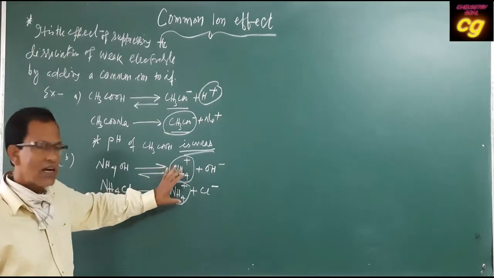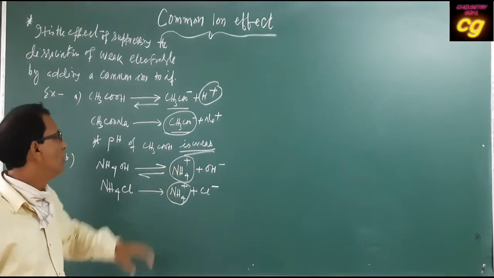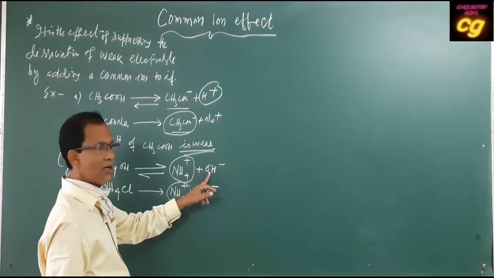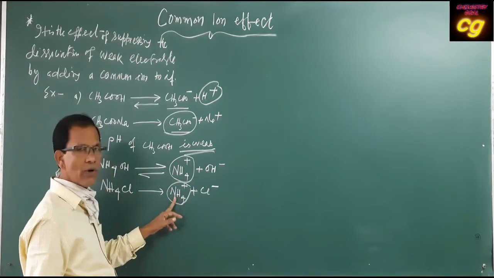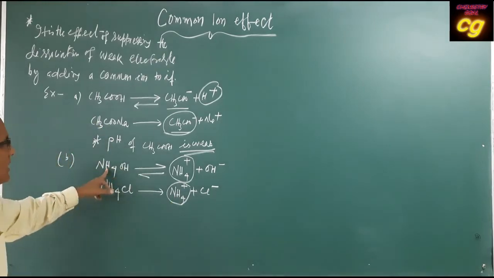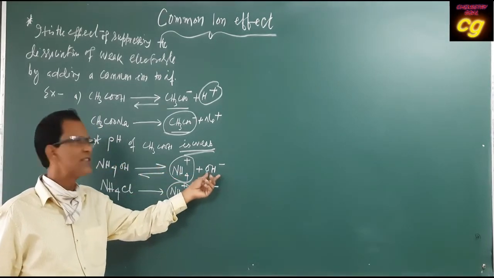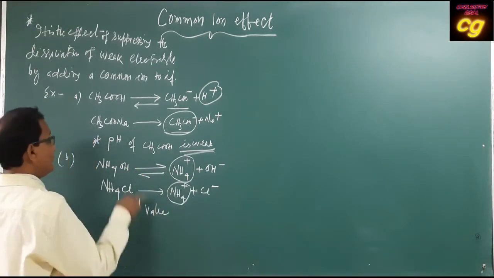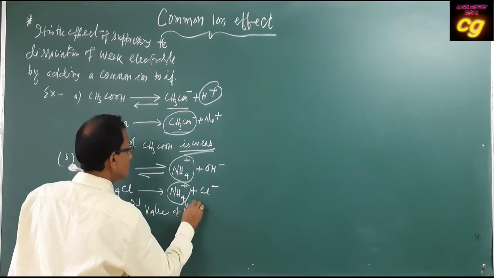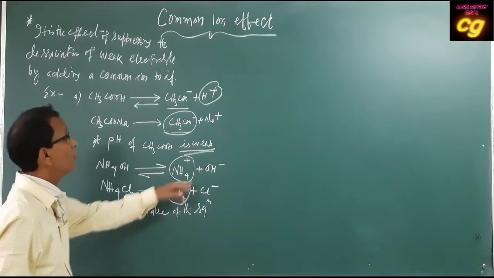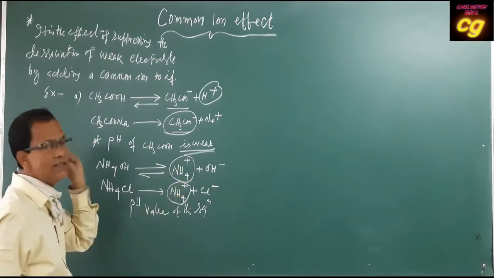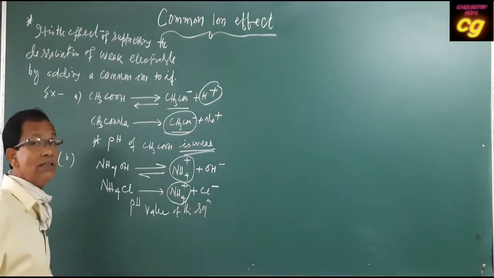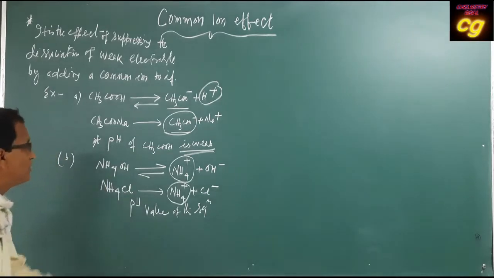Then on the product side, the ammonium ion concentration increases. As it is a reversible process, the OH minus combines with excess ammonium ion forming undissociated ammonium hydroxide. So OH minus decreases from the solution. What happens to the pH value of this solution? If OH minus is decreasing, as the equilibrium shifts towards the backward direction due to extra ammonium ion, ammonium hydroxide will be formed.